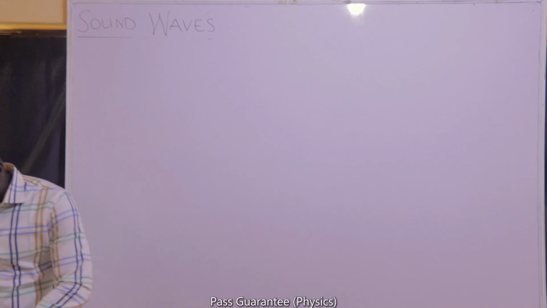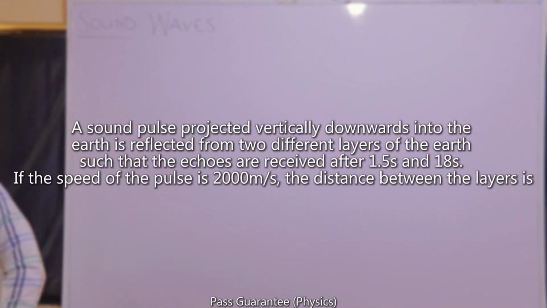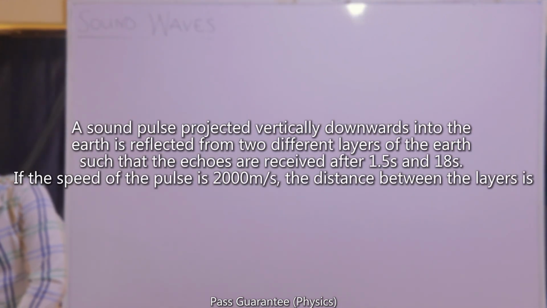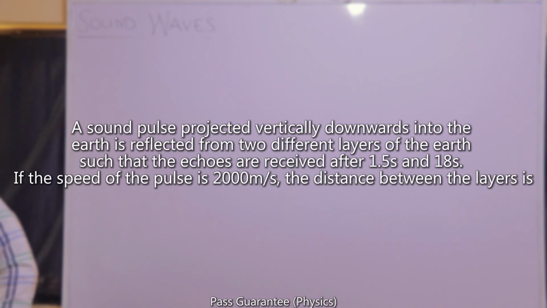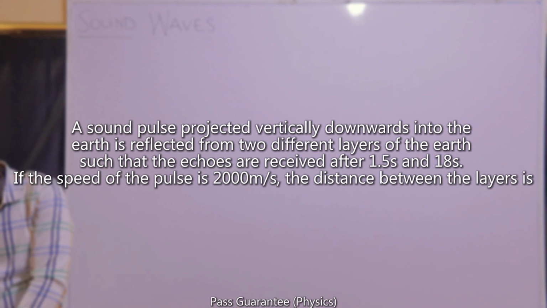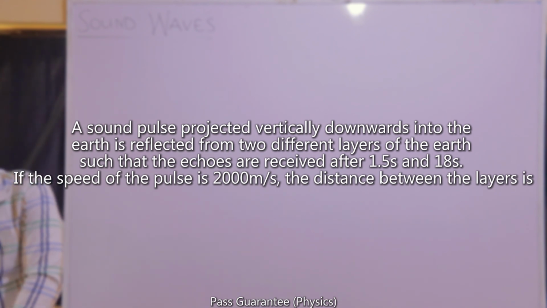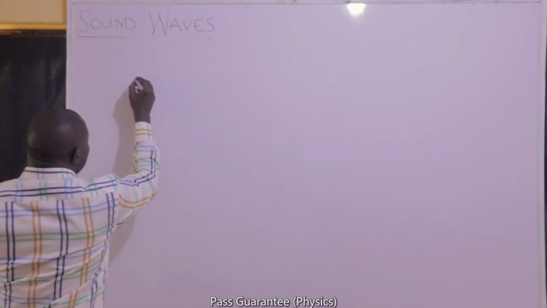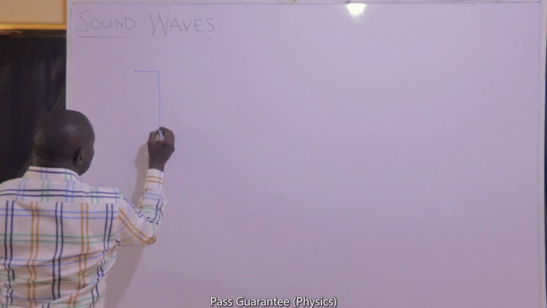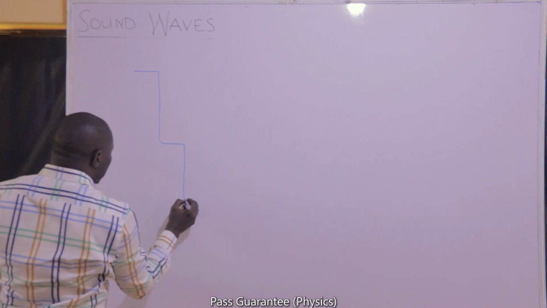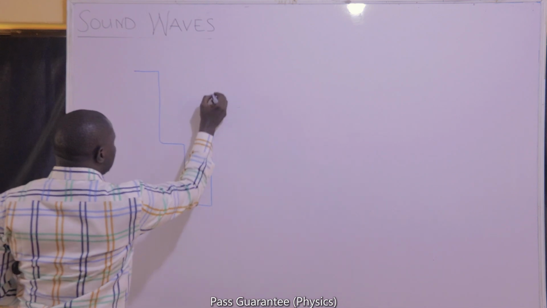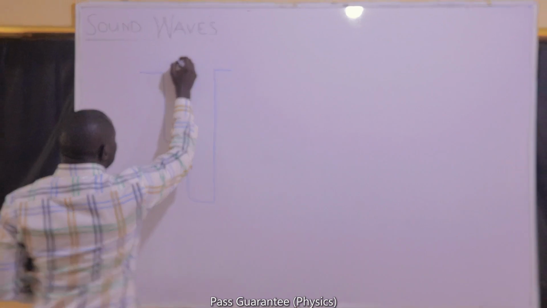The first one: a sound pulse projected vertically downward into the earth is reflected from 2 different layers of the earth, such that the echoes are received after 1.5 seconds and 1.8 seconds. If the speed of the pulse is 2,000 meters per second, what is the distance between the layers? We have 2 different layers in the earth.